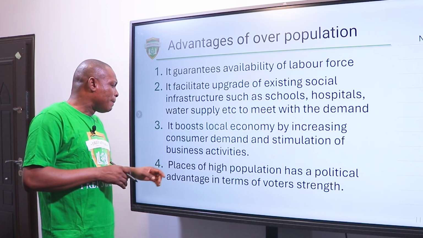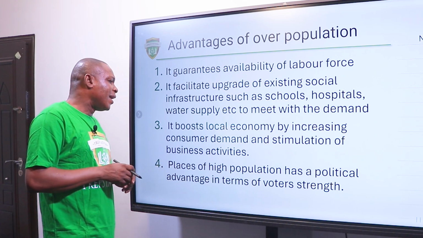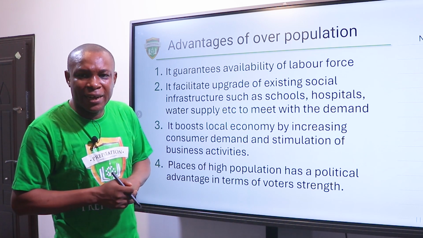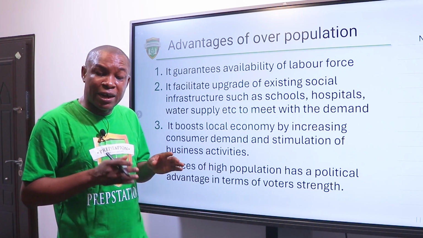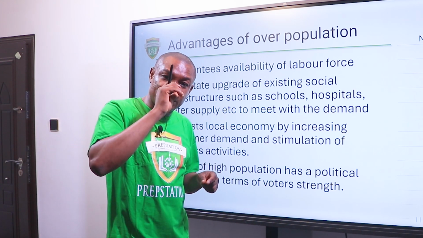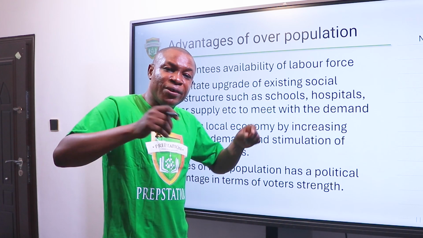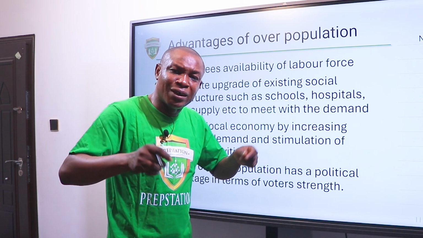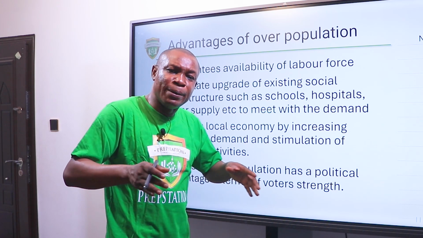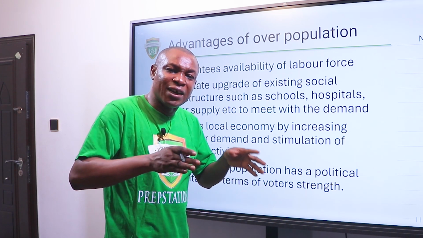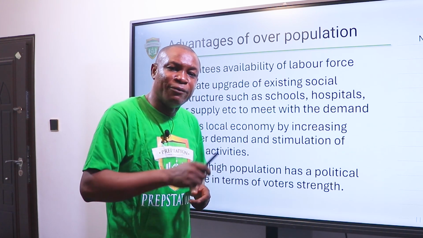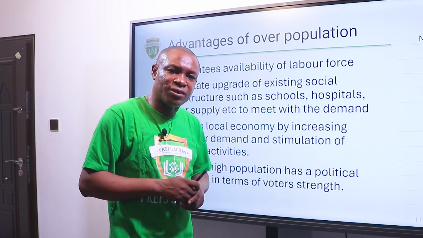Number 4, places of high population have a political advantage in terms of voter strength. Because they have a high population of voters there, with the voting age being 18 and above in Nigeria, the politicians will target such areas because they have a high number of voters that can vote for them in an election.